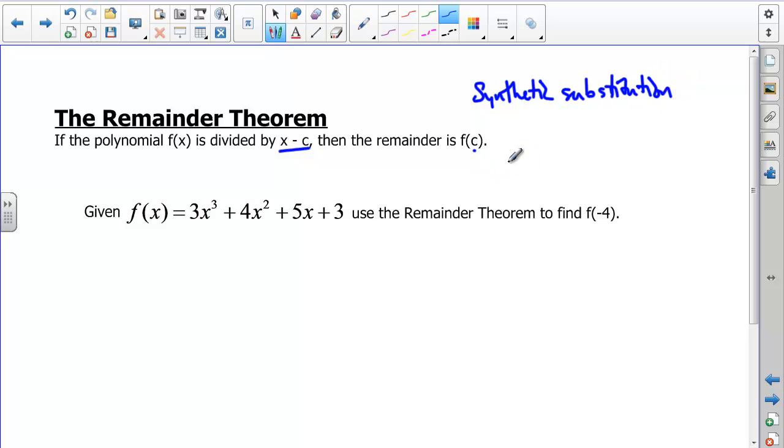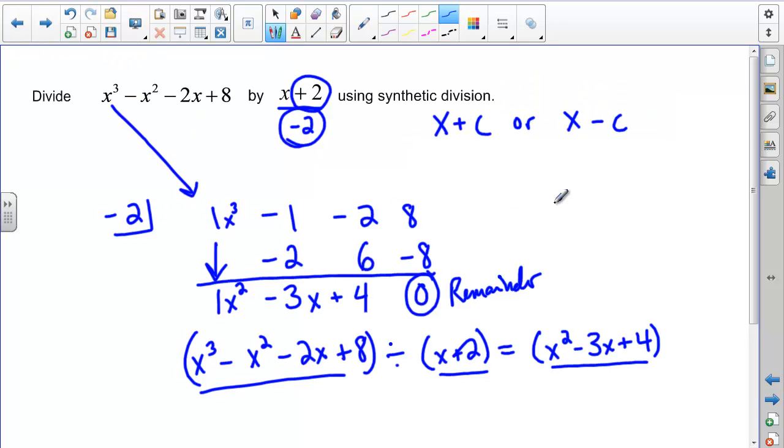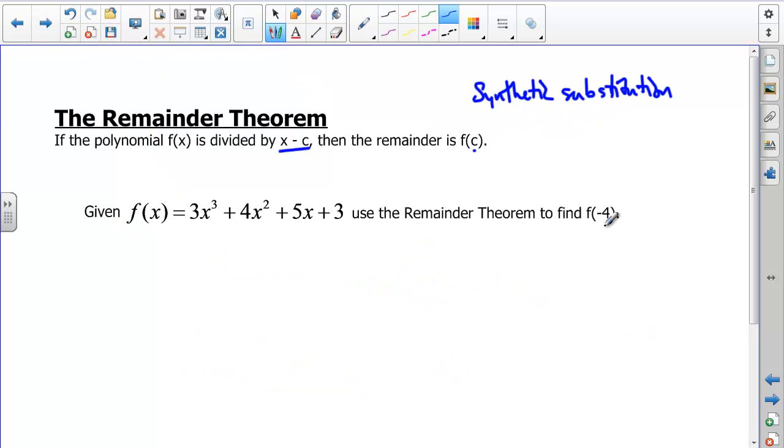And when we talk about synthetic substitution, it looked a lot like synthetic division. This here was what we plugged in, and this was what we got out. Well, what do you know? This is what we plug in, and this is now our remainder. And so to identify what f of negative 4 is, we would simply find the remainder using f of negative 4, and we could do that synthetically.